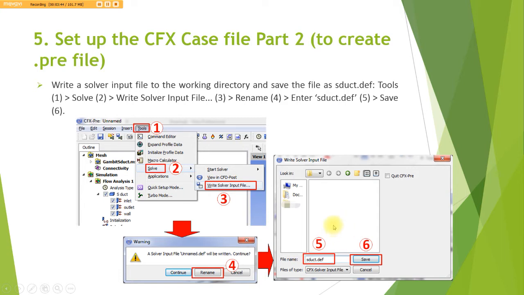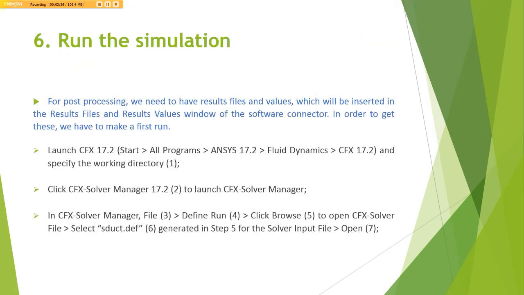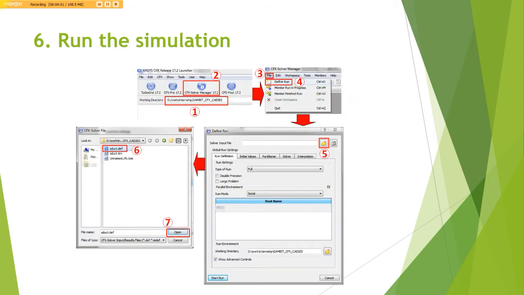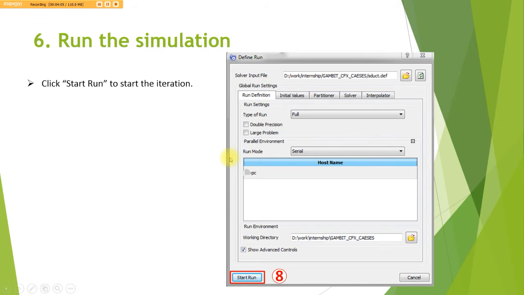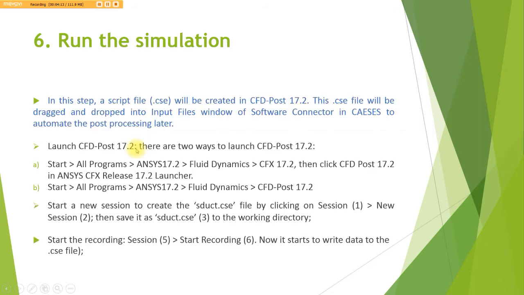As we said, there will be a longer version of this presentation. This is a short version. After we stop the recording, we'll have the PRE file. When you run the simulation, we'll be reading the definition file. As you can see, after running the definition file, you will have 2 things: the out file and the .res file, and this is obvious because we are using CFX.